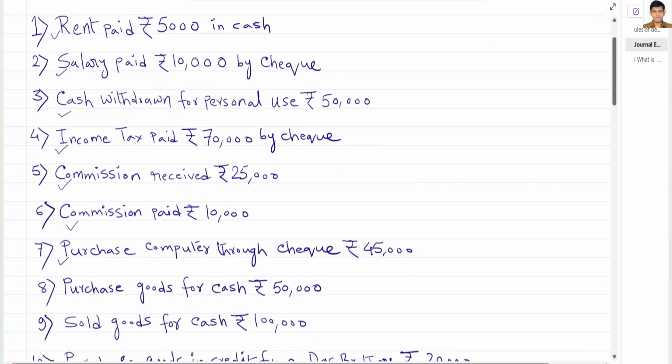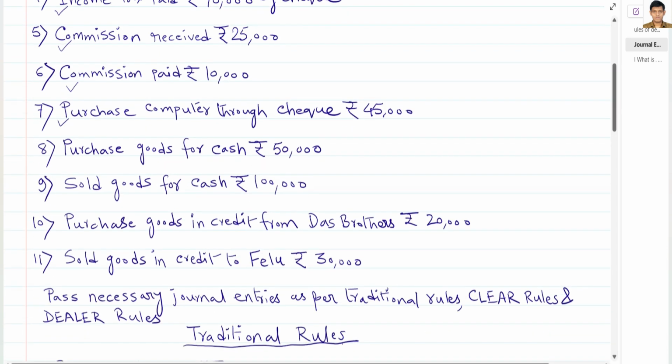Seventh, purchase computer through check rupees 45,000. Eighth, purchase goods for cash rupees 50,000. Sold goods for cash rupees 1 lakh. Purchase goods on credit from Dash Brothers rupees 20,000. Sold goods on credit to Felu rupees 30,000.